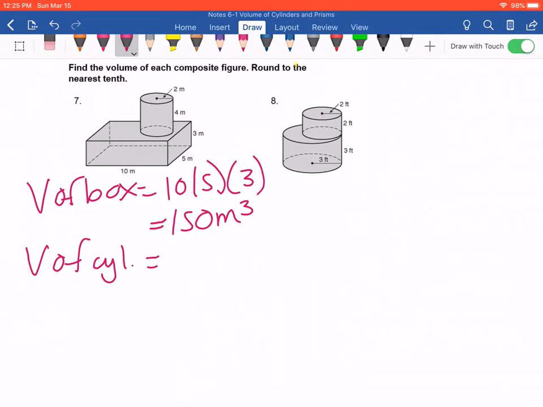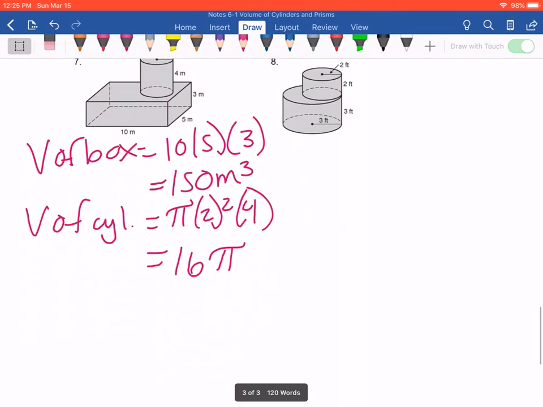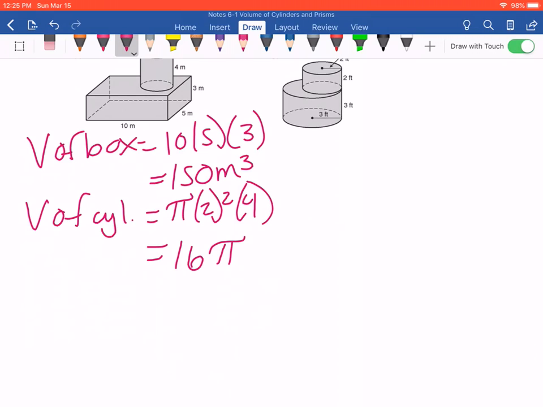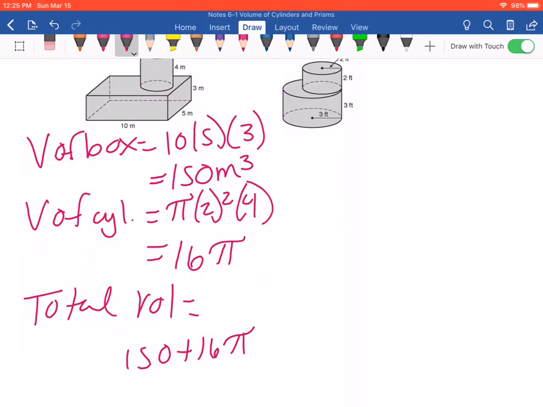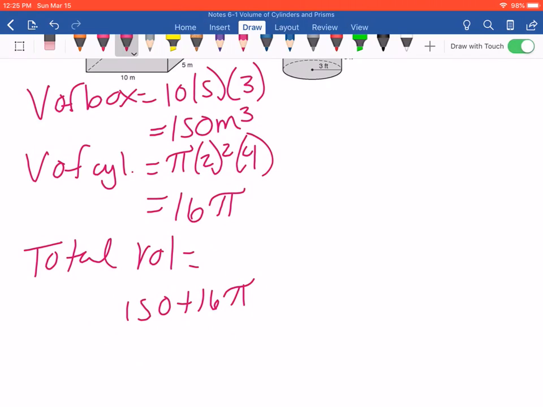Now I want to consider the volume of the cylinder. The volume of my cylinder: I'm going to consider the area of the base, so pi r squared, times the perpendicular height between the bases, which is 4. 4 times 4 is 16 pi. All right, so the last step is I want to consider my total volume. To find my total volume, I'm going to take 150 and add 16 pi to that. When I do that, and I remember, per my directions, I want to make sure that I leave this rounded to the nearest tenth, I am approximately at 200.3 meters cubed.